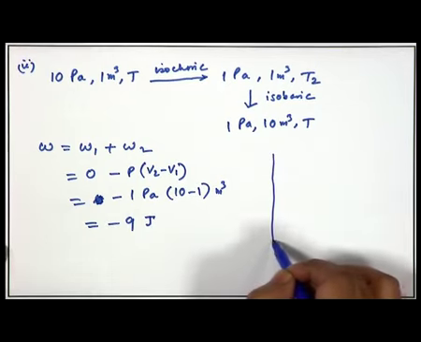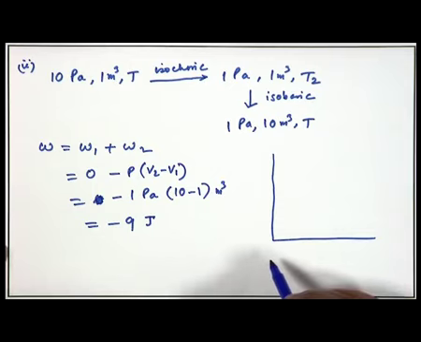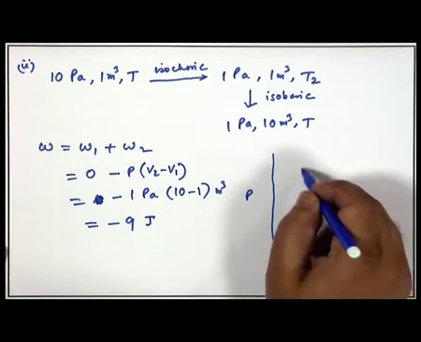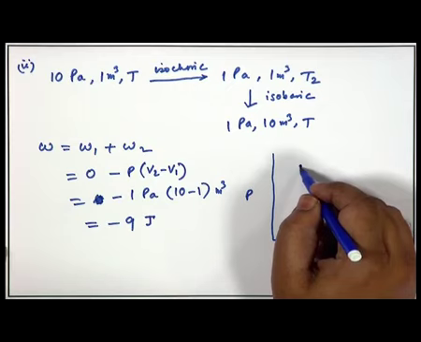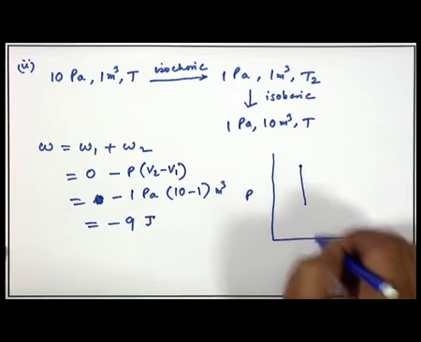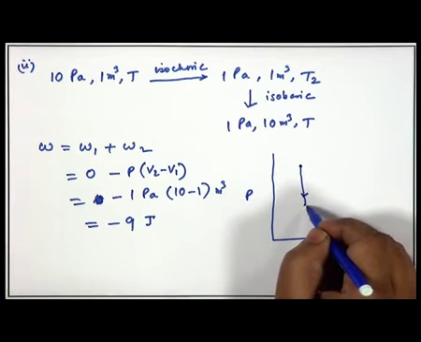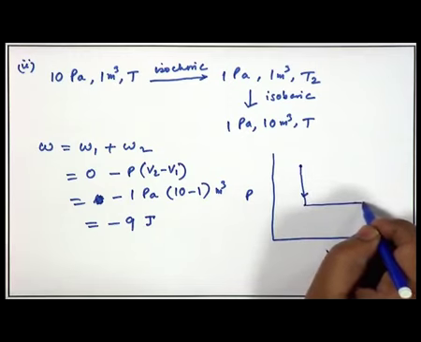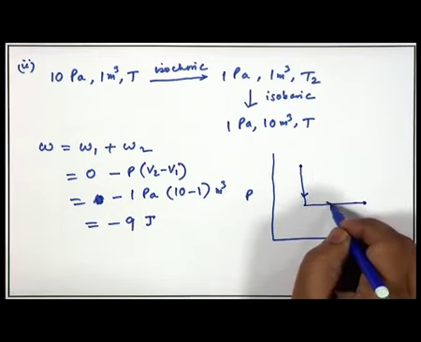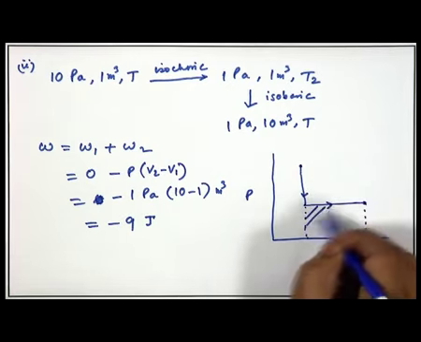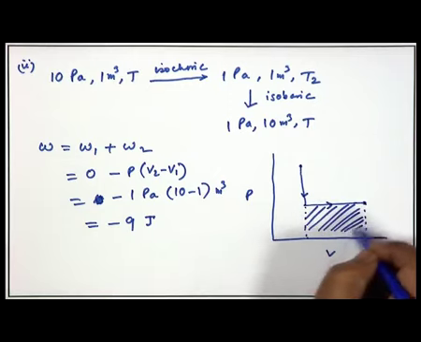Now, if I draw this on a PV scale, so this is your higher pressure at the same volume, isochoric condition, you are getting to lower pressure, and then you are increasing the volume. So, this area would be your work.